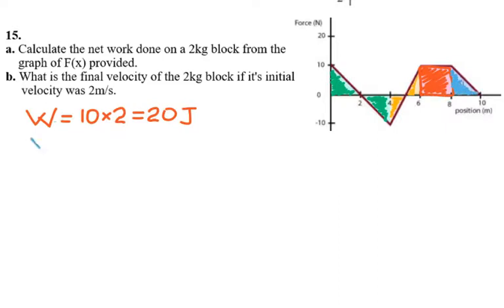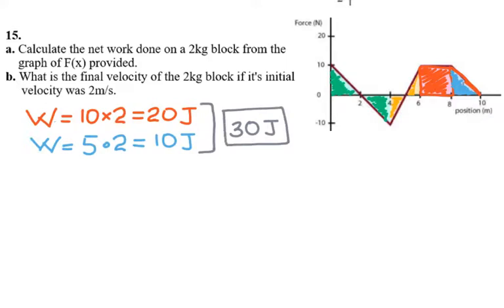The work done on the last part is average force. The final is 0 and the initial is, it starts at 10 and then goes back to 0. So the average is 5 and the distance is 2 meters. So that is 10 joules. So the net work done on the object is 30 joules.